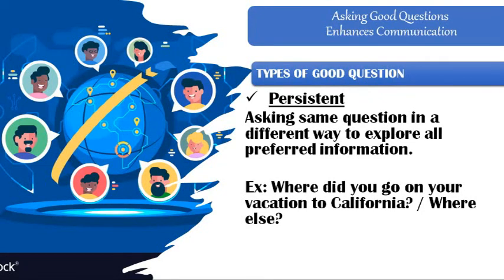Next, we have persistent, asking the same questions in a different way to explore all preferred information. For example, where did you go on your vacation to California? So technically, in this type of question, naka-base lang siya sa isang state. Wherein, sa loob ng estado ng California, saan ka pa nagpunta? Saang mga tourist spots ng California ka nagpunta as a vacation? Or you can prefer this type of question wherein you ask them where else. Or that means, bukod sa California, saan ka pa nag-explore or saan ka pa nag-bakasyon? So that is persistent.